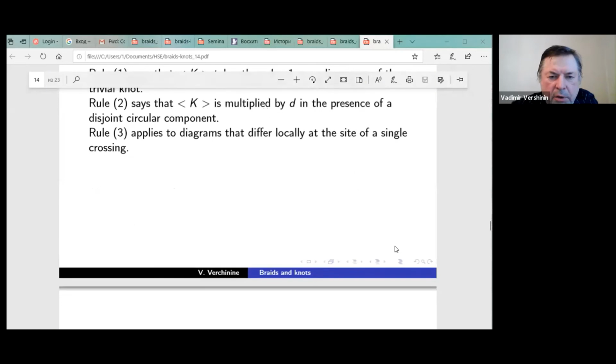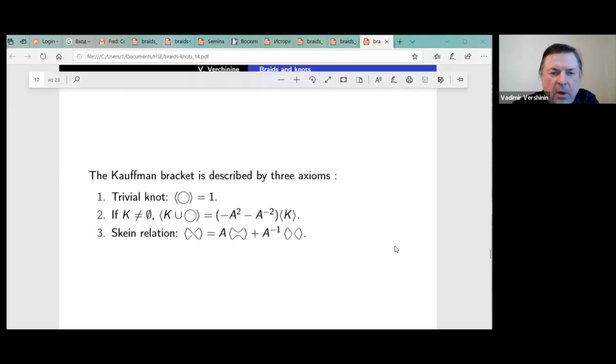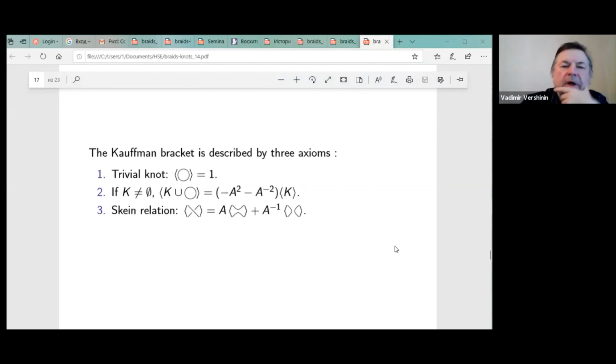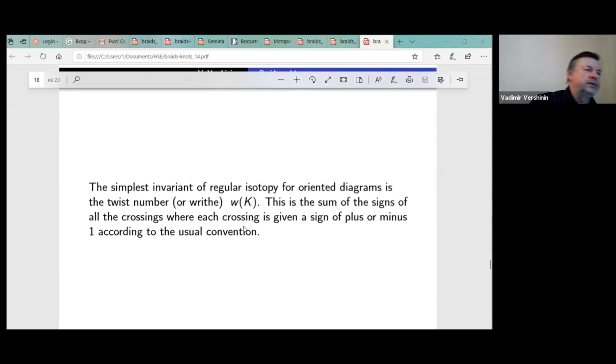Okay, again. Now we can move to, if we now have this convention that B is equal to A minus 1, and D, what was in the axioms at the very beginning, D is equal to minus A squared minus A minus 2, then we have the axioms for the Kauffman bracket, which is invariant under regular isotopy.